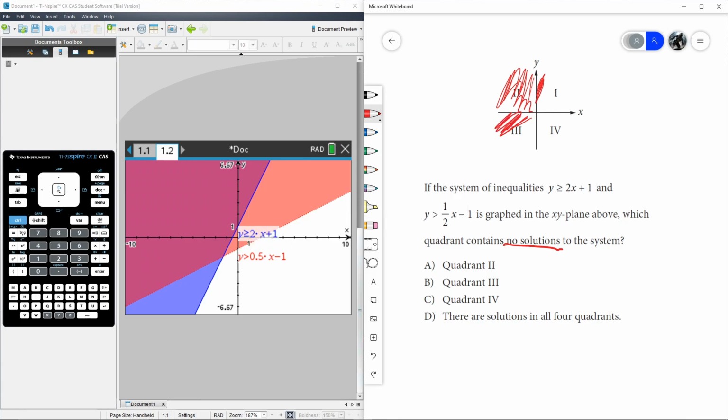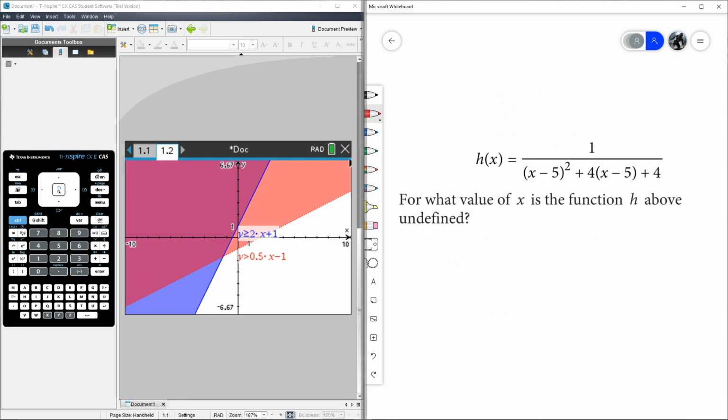If we look in quadrant 4, there's no solutions. There's only solutions for this equation. However, we want solutions for both equations, which would be the purple area. So we can easily see that quadrant 4 is the one with no solutions. So that would be the answer. So now here's the next problem.